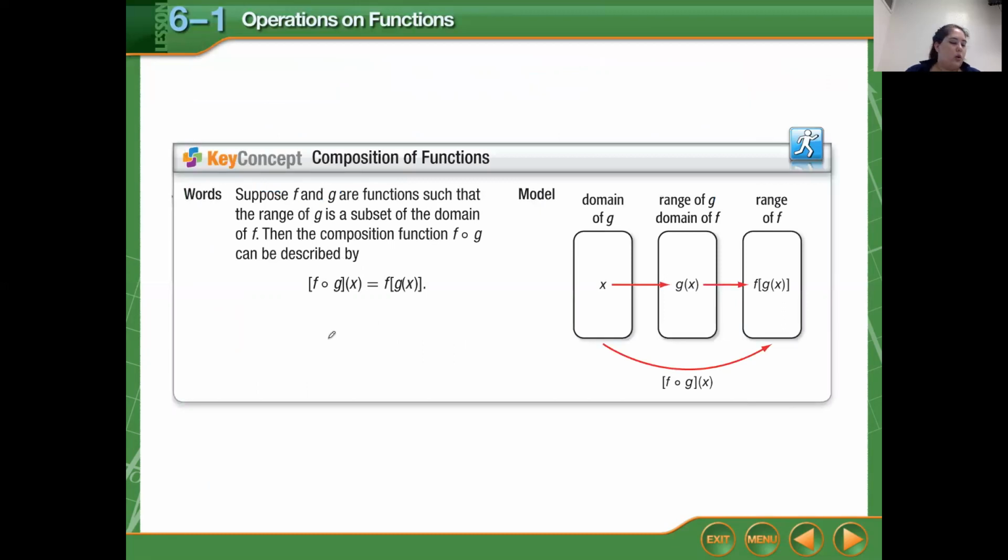We're going to go over the composition of functions, and this is just us plugging in or substituting an expression into a function. So f of g of x is one way we would say this, or g of f of x. Sometimes people just say f of g, and that just means to plug g of x in for every x you see in f.